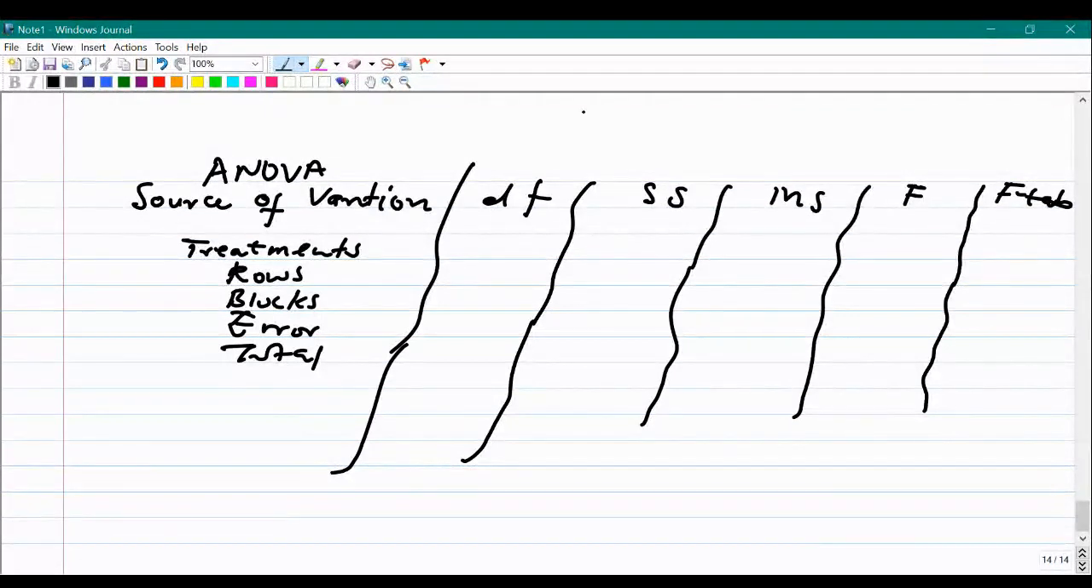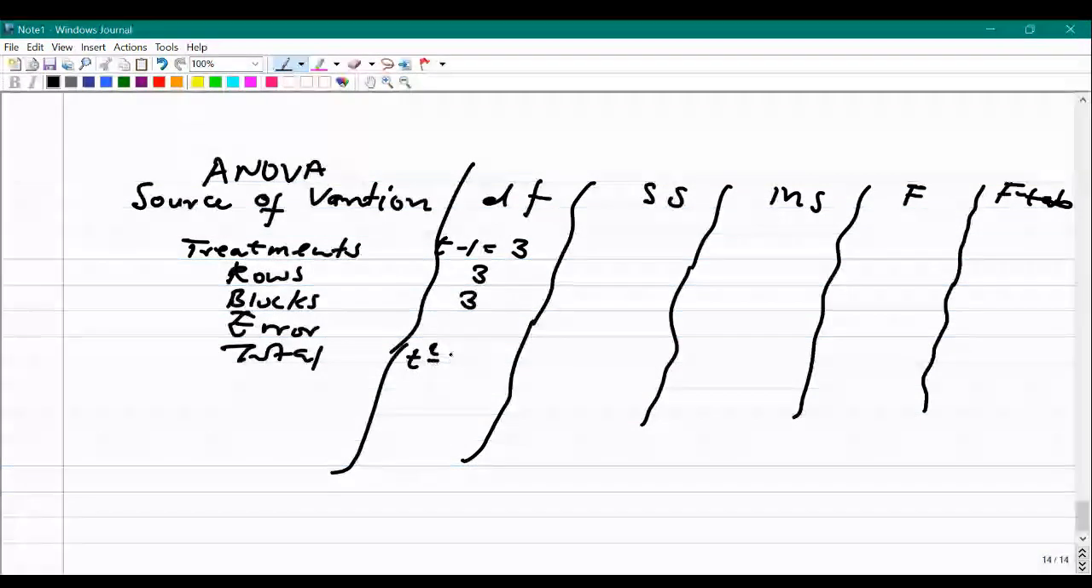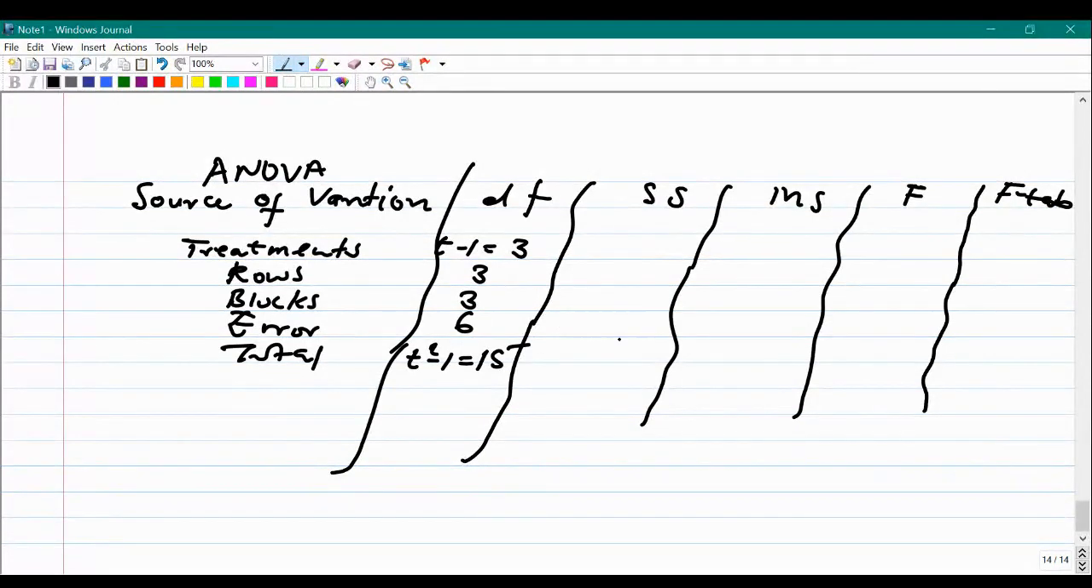So let's go. The degrees of freedom of treatment is the same even for the rows and the columns. T minus 1 is what? It's 3, right? The degrees of freedom of total is T squared minus 1, which is 15, right? And 15 minus 9, I think, is 6. Help me with those sum of squares.